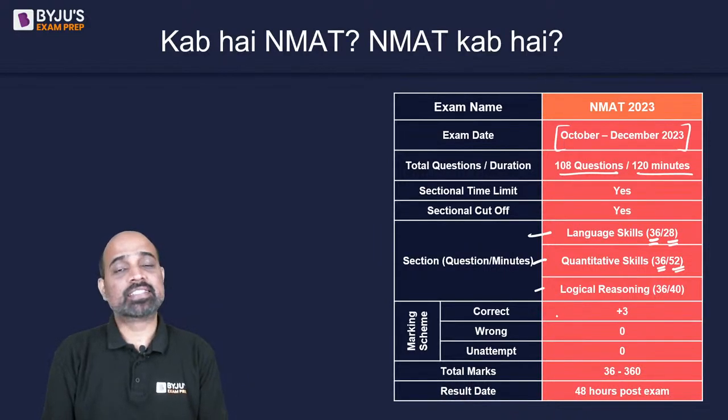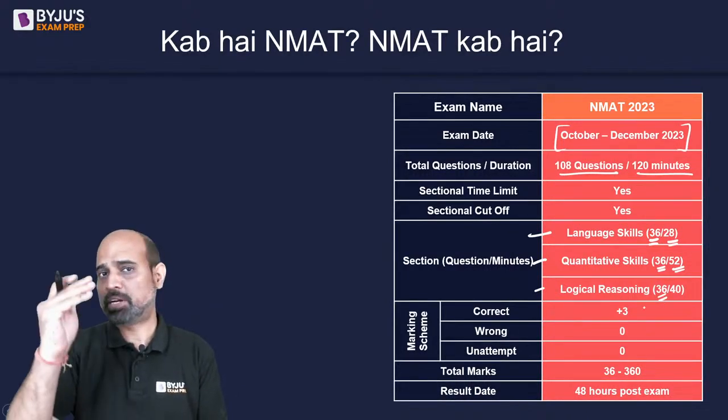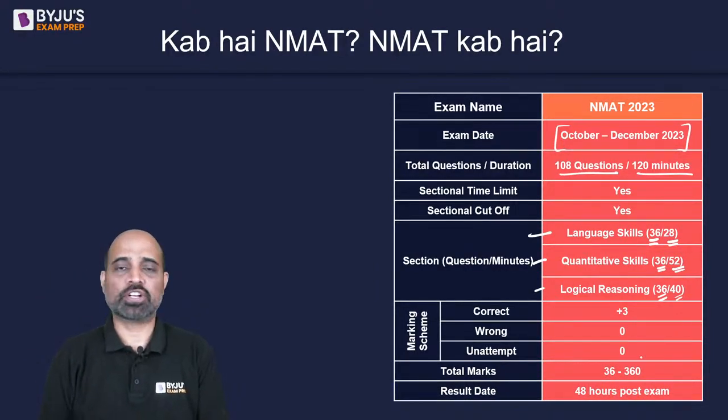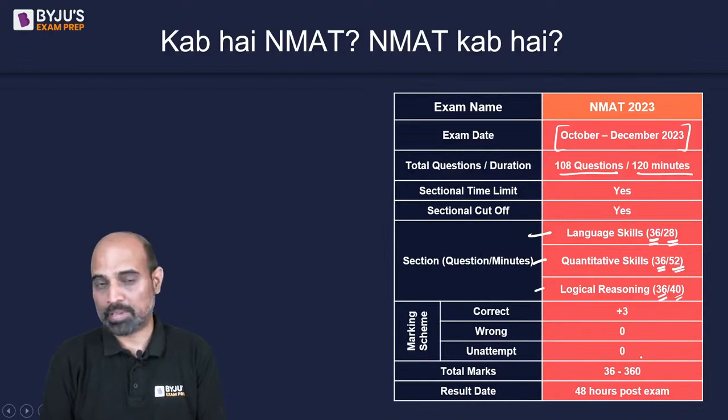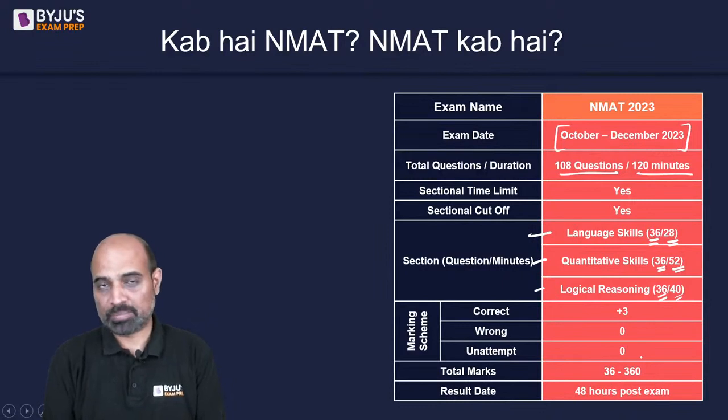And the third section is logical reasoning. You will have the same number of questions. So the number of questions are fixed, 36, 36, 36. And the duration is 40 minutes. So you have around 1 minute per question, right? So in English, you have less than 1 minute. For mathematics, quantitative skills, you have got around 1.5 minutes. For reasoning, you have got approximately 1 minute.